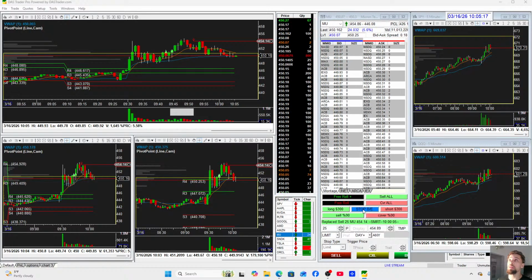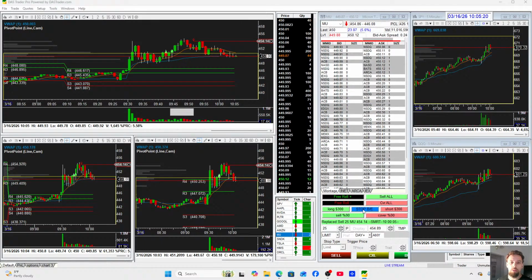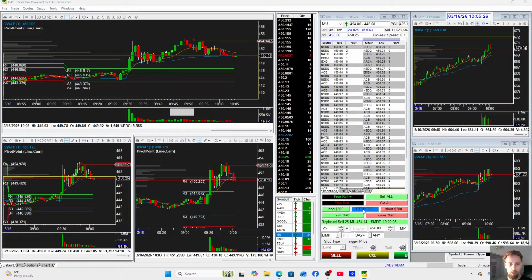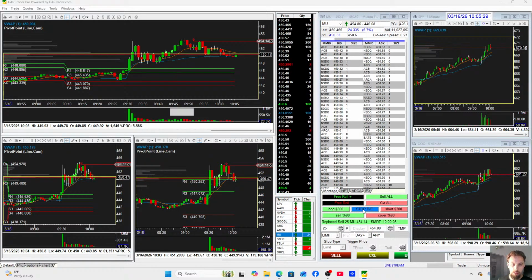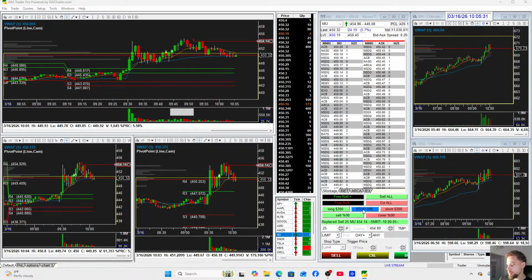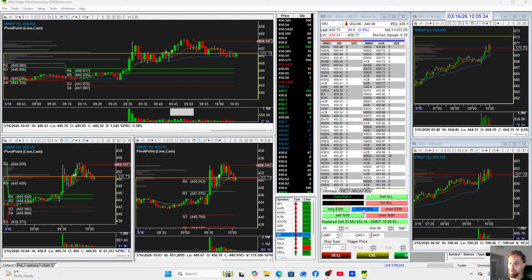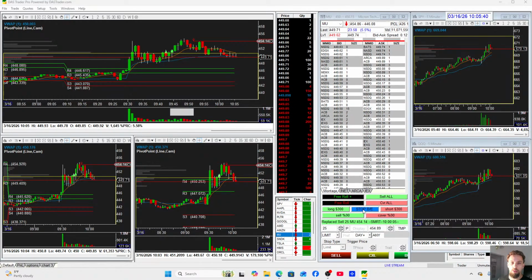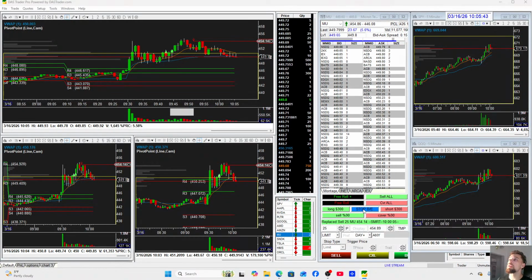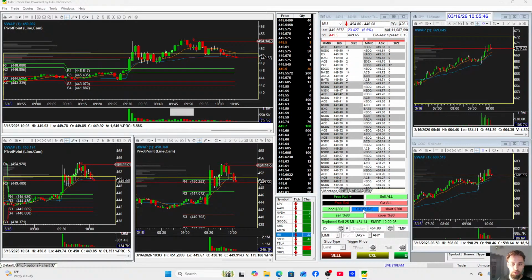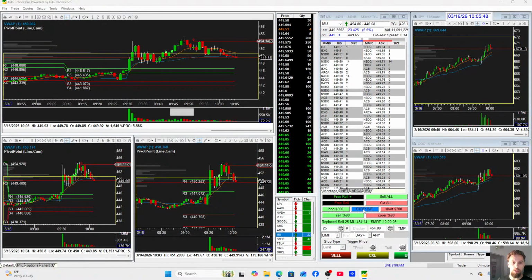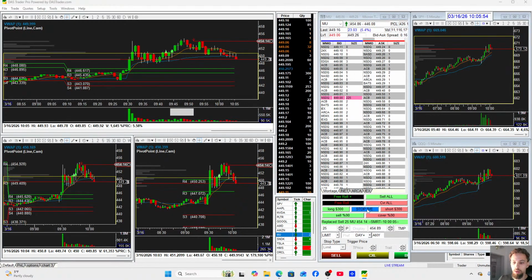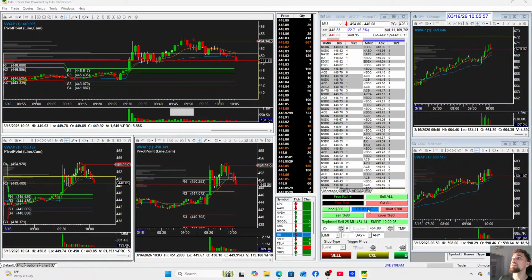Still holding my position though. Just going to respect the stop loss. If I'm wrong, got to take it on the chin and then go from there. $450 filled again. Yeah, it's looking pretty bearish to me, guys. I'm not seeing any buying really going on. Yeah, it's looking to squeeze down here.